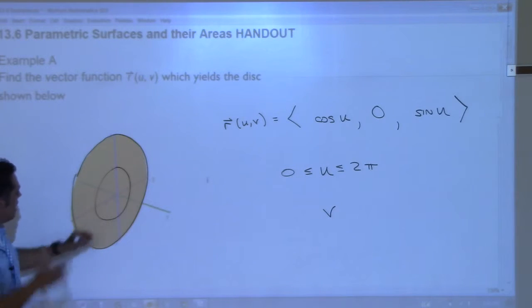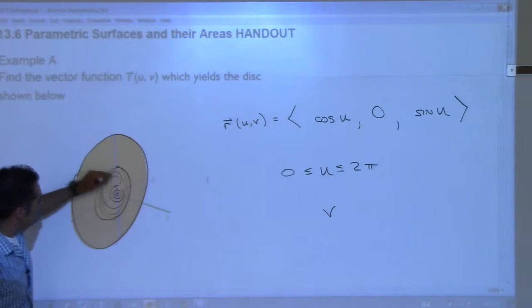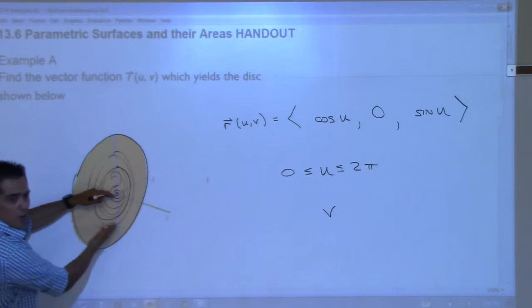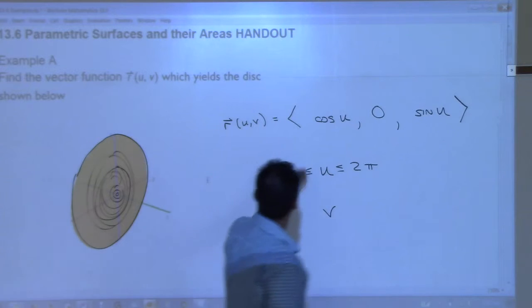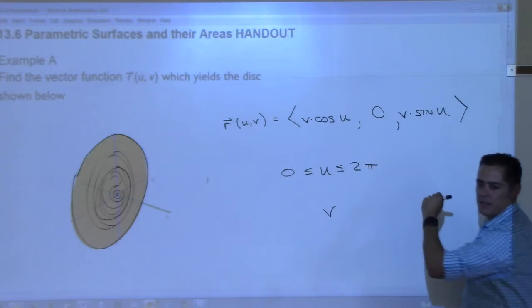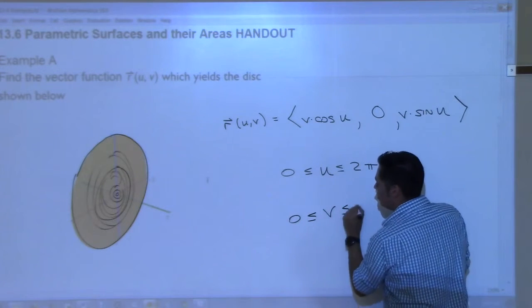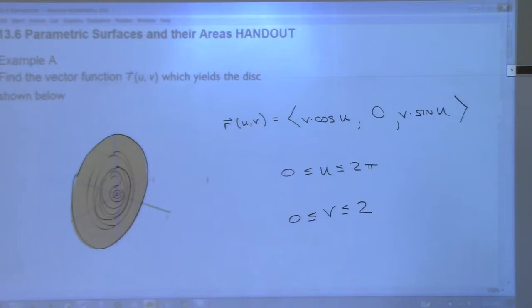I need to visualize that what I'm trying to do is draw all the circles with all the different radii that go between 0 and 2, right? So I have another variable, v. So I'm going to put v in front like that. And then I'm going to let my v be between 0 and 2. Does it make sense to you that this will work?